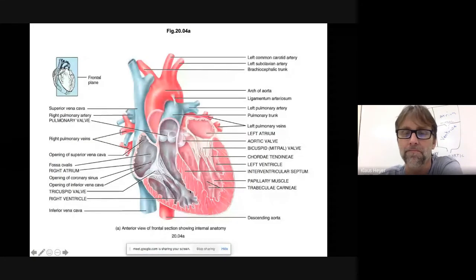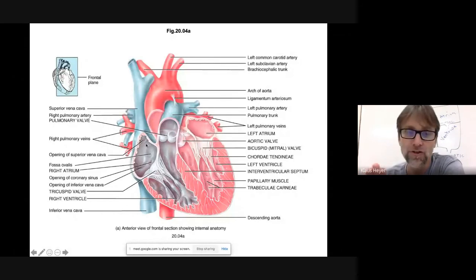All right. Let's do just chambers and valves. Let's do chambers first. Right atrium, right ventricle. Right atrium, right ventricle. Left atrium, left ventricle. Doesn't look like the box I drew, but you've got atria, ventricle, ventricle. That's the 4 chambers.